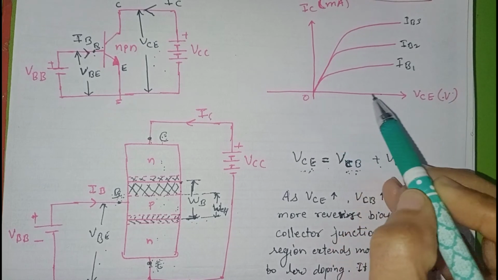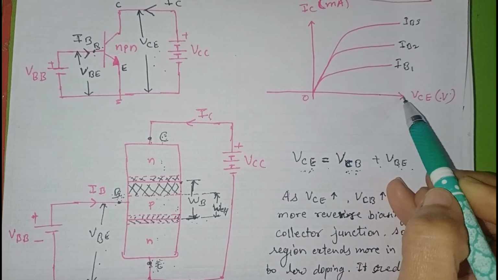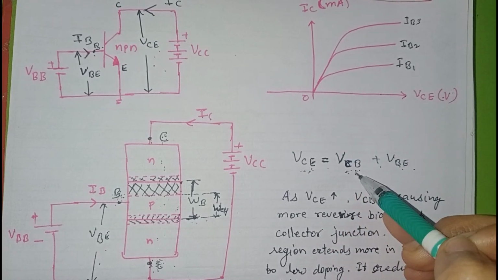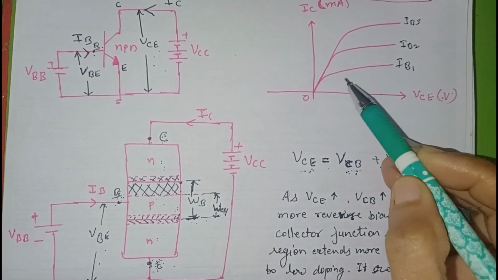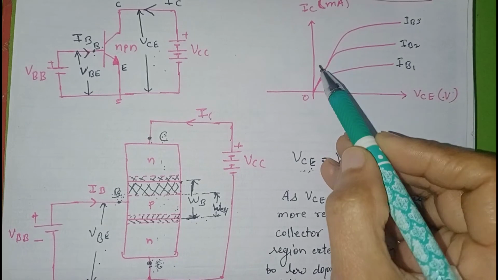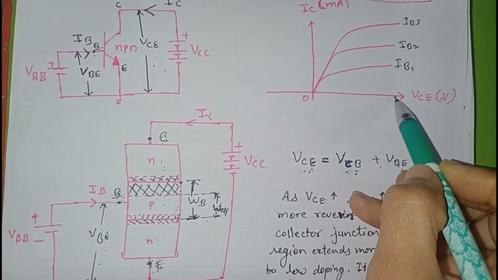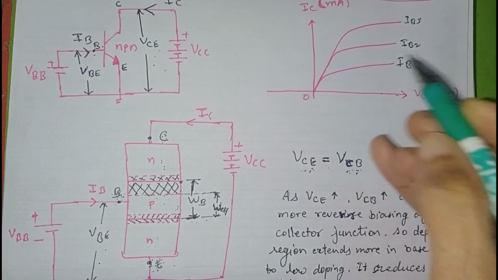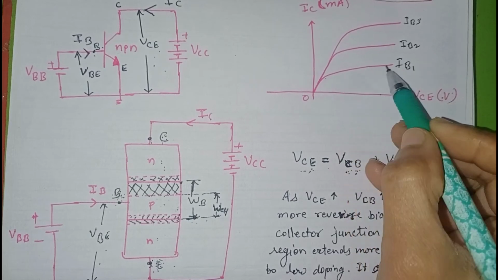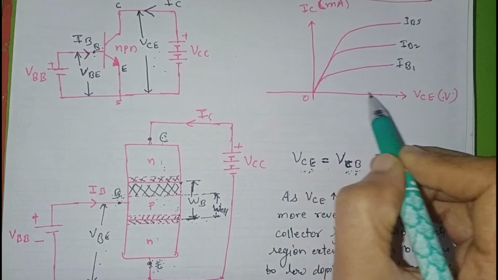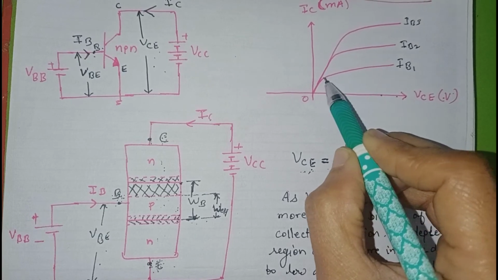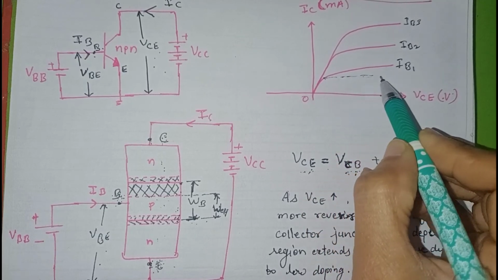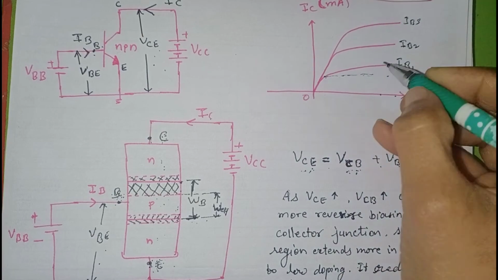That's why, when we increase the value of VCE, VCB also increases and the collector-base region is more reverse biased. That's why the value of current increases when we increase the value of VCE. That's why these graphs are not parallel to the x-axis. They have some slope.